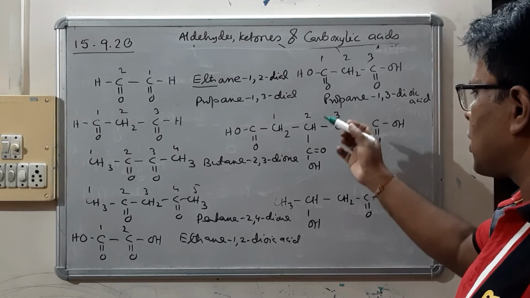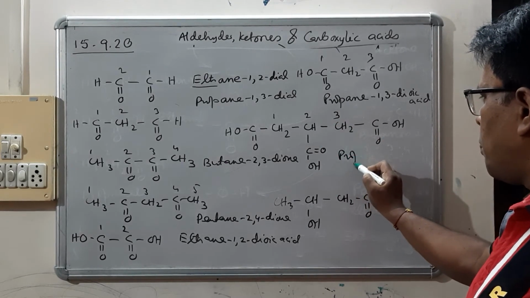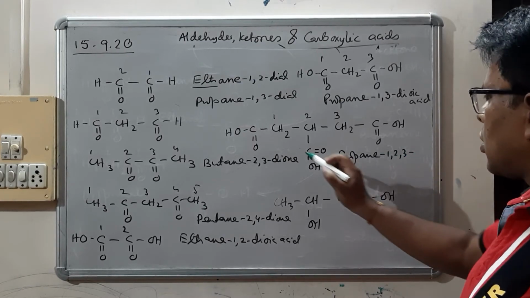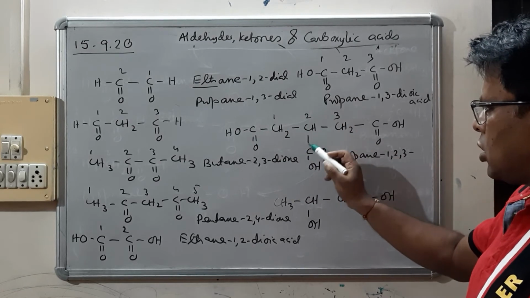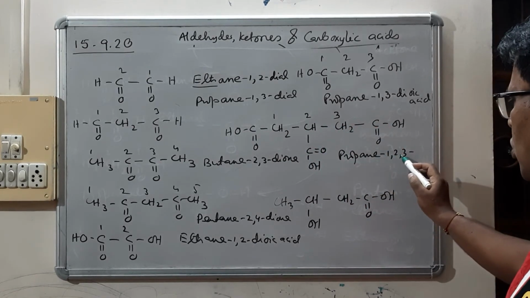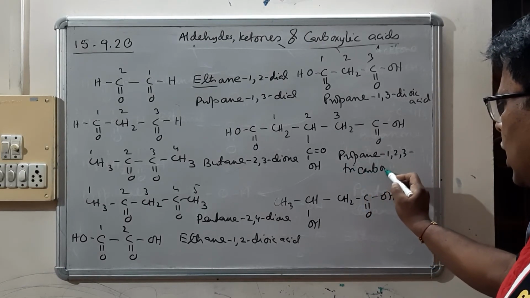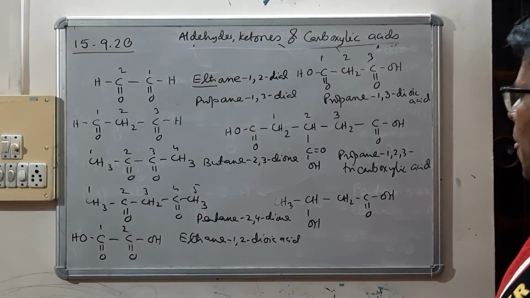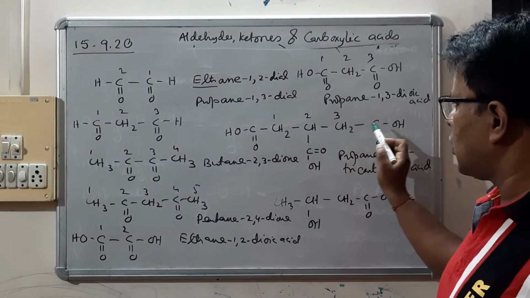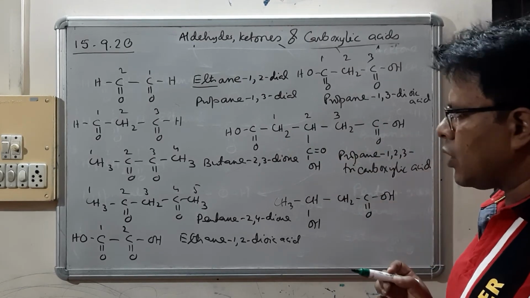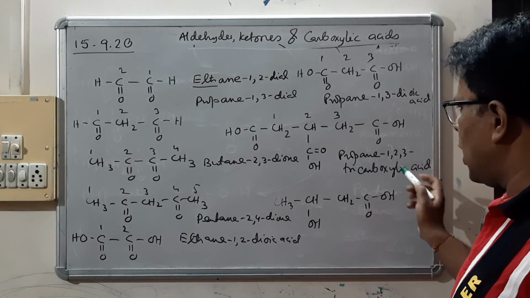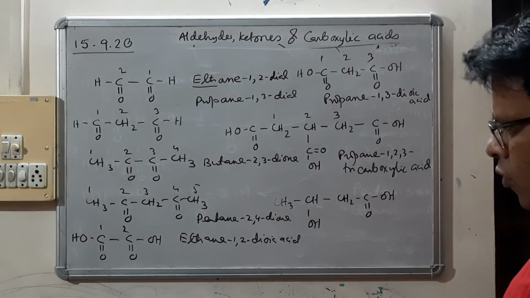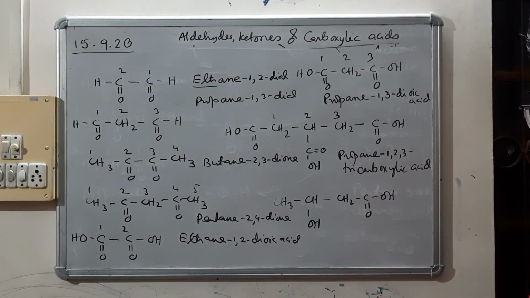So the name of this compound is a 3-carbon chain. So propane 1, 2, 3. There is COOH at 1 position, another COOH at 2 position, and COOH at 3 position. So propane-1,2,3-tricarboxylic acid. Tricarboxylic acid. We are not using tri-oic acid here. Why not? Because we will miss this carbon if we write tri-oic acid. On the other hand, if we are writing tricarboxylic acid, then we are also considering this carbon, this carbon, this carbon. So the name of this compound is therefore propane-1,2,3-tricarboxylic acid.